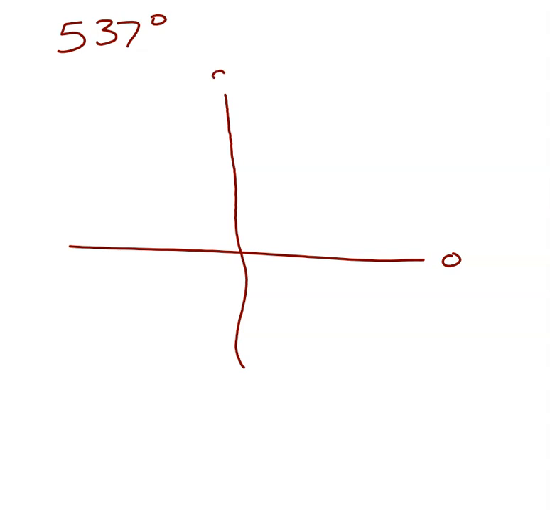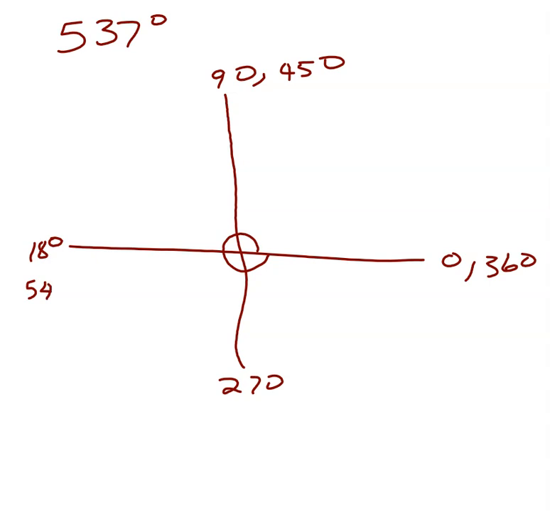We're going to draw our axis here. Start at 0, 90, 180, 270, 360. Now, we need to get to 537, so we go all the way to 360, which is not yet 537. When we get to 360, the next angle will be 450. Why is it 450? Because you add 90 to that. And then the next one is 540, but we want 537.